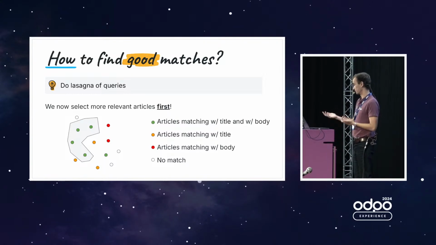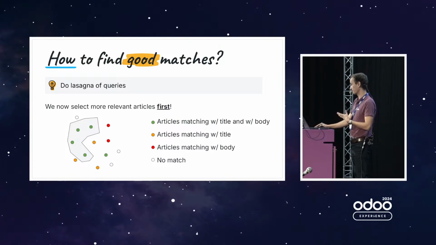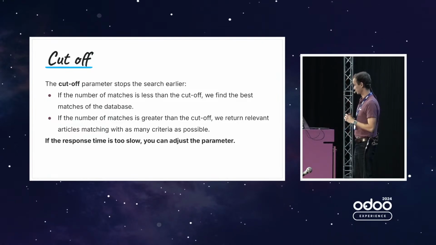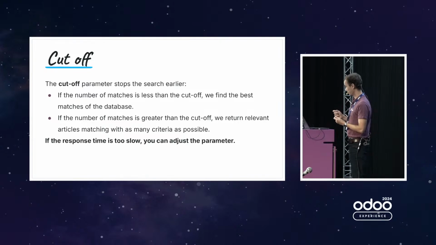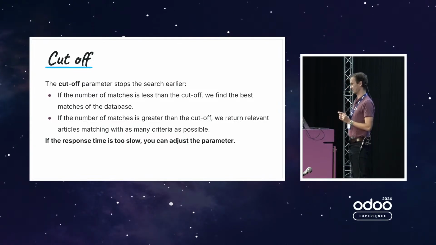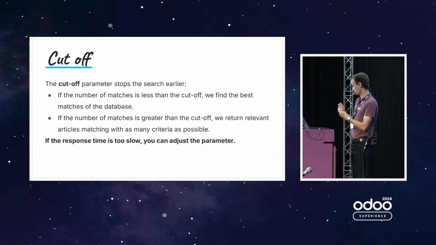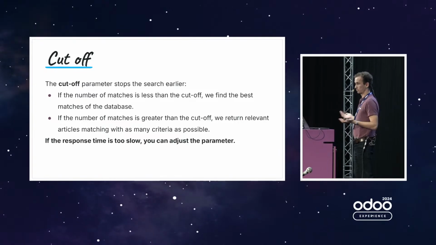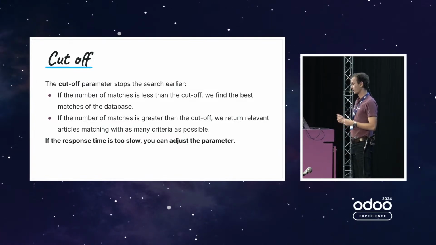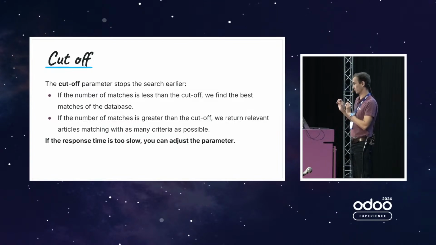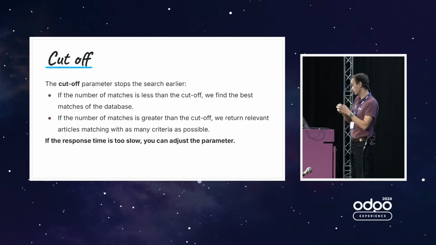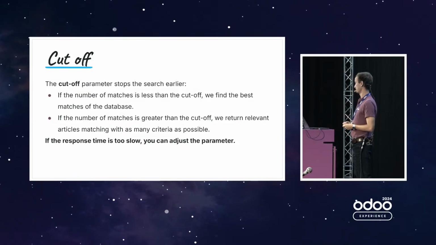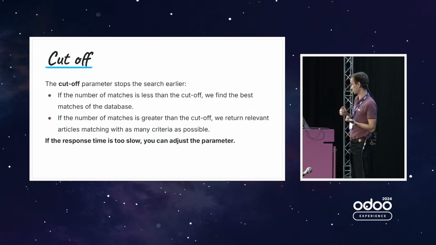As you can see on the graph, here we will only select articles matching with the title and the body. And the good news about the cutoff parameters is that when the number of matches is low, then you will find the best match. But if the cutoff is smaller than the number of results you have, then it's best effort. We just return some matches, and we can adjust the cutoff parameter based on the computation time you have. So if it takes too much time to compute the result, you can adjust the parameters to make it faster, at the cost of the relevance of your results.